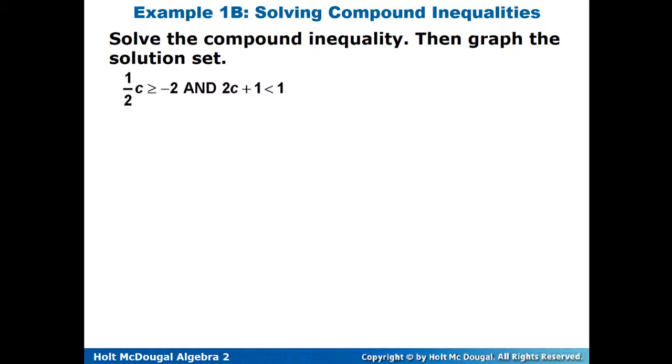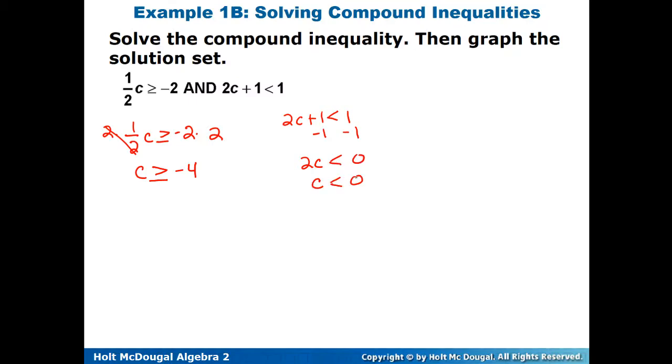All right, this one, again, the very first thing we want to do is solve both inequalities for C. So the first thing I'm going to do, I'm going to go ahead and write down the problem. And the way we solve, we would multiply both sides by 2. So the 2's cross out, so we have C is greater than or equal to -4. And then over here, 2c plus 1 is less than 1. Let's subtract 1 from both sides. That leaves us with 2c is less than 0, so c is less than 0.